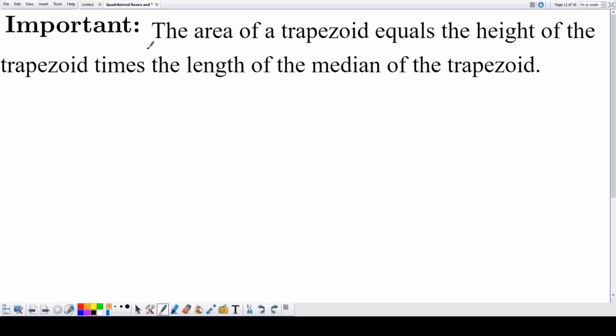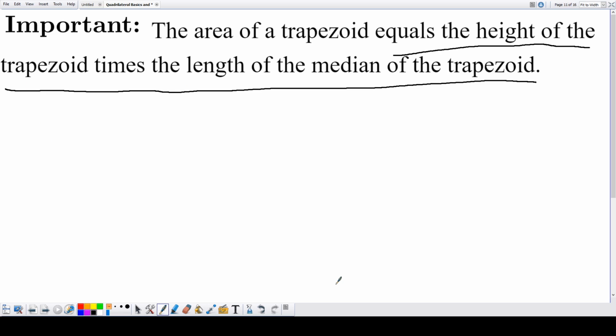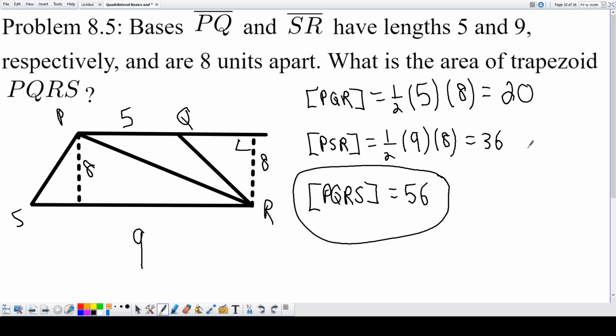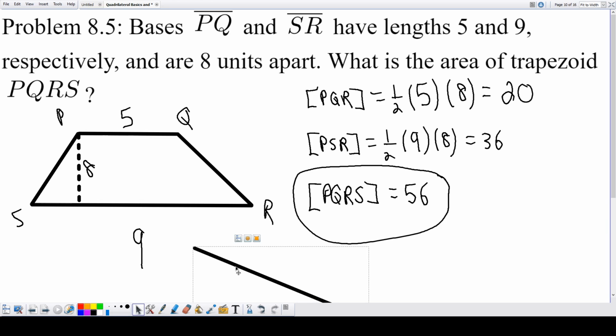And an important thing to note is that the area of the trapezoid equals the height of the trapezoid times the length of the median. Now let's go back and see how that would work. So let's get rid of some of the extra stuff in our diagram. And just note, we don't even have to draw the diagonal anymore.